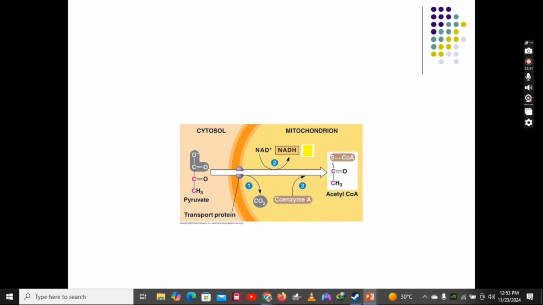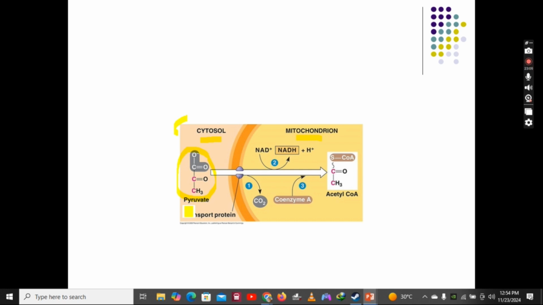Okay, so this is our cell. We have the cytosol, which is the cytoplasm, and we have the mitochondrion, which is the mitochondria. Outside the mitochondria, this is where we have our pyruvate. This is our pyruvate molecule. This pyruvate is coming from glycolysis. So the pyruvate now is the product that is being broken down.